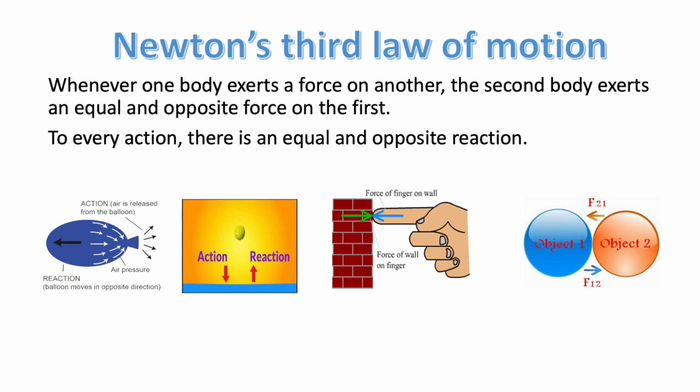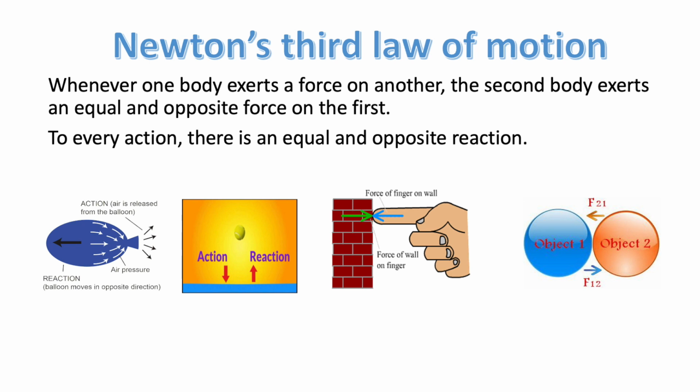Newton's third law of motion. Whenever one body exerts a force on another, the second body exerts an equal and opposite force on the first. That is, to every action there is an equal and opposite reaction.